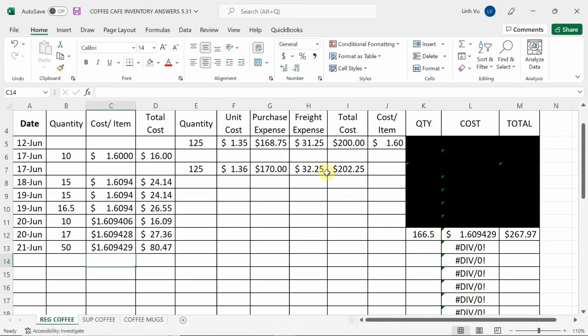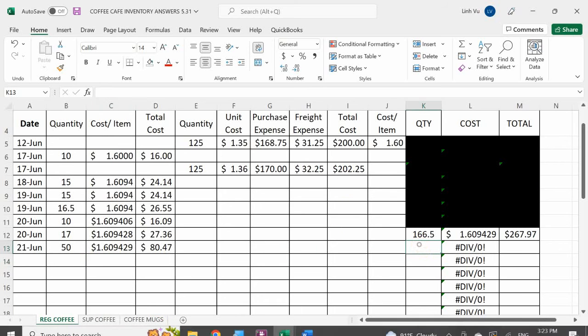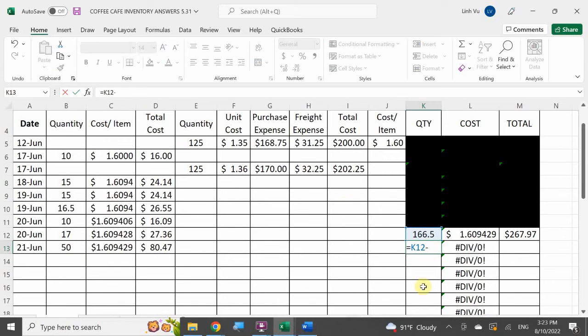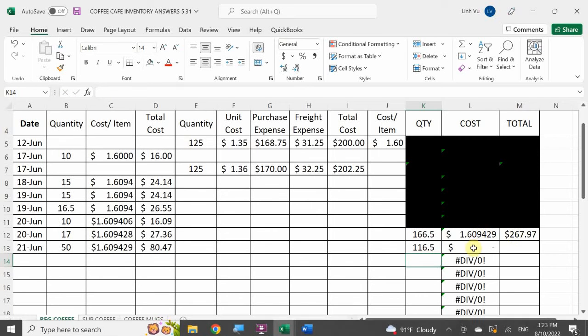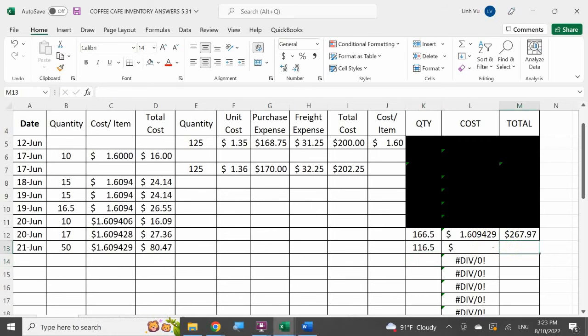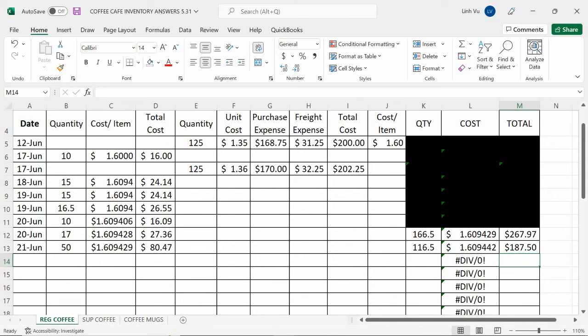So let's go ahead and update my inventory. If I started out with 166 and a half pounds and I just sold 50 of them, how many pounds should I have left remaining? 116.5. Okay. And with my total here, it went down to $187.50. Good. Okay, so we're getting even numbers here.